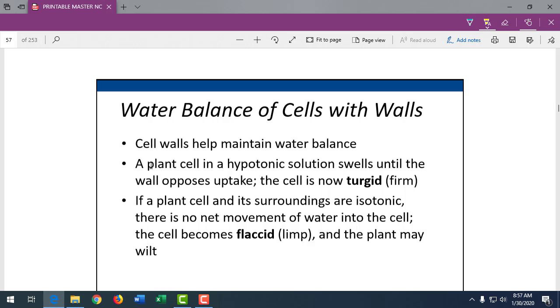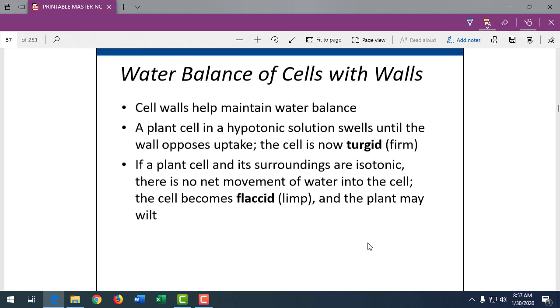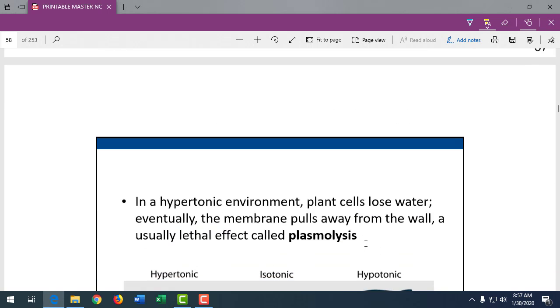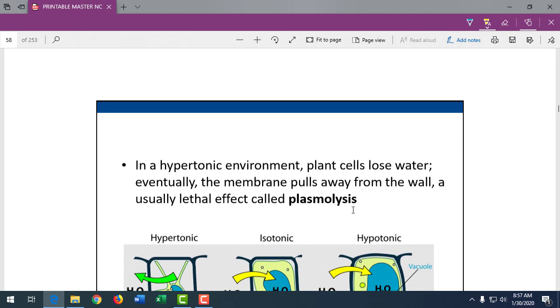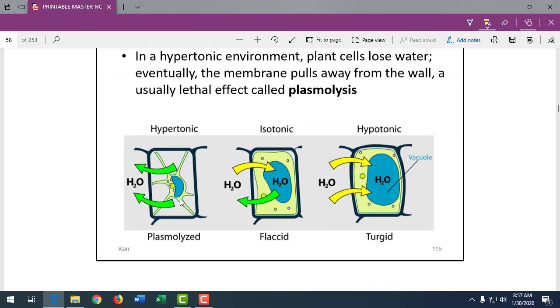So a term when a plant is plump and has a nice full central vacuole, we call it turgid. And when it's not, the cell becomes flaccid or limp or wilts. And when death occurs, that's when plasmolysis sets in. And this is a plasmolyzed cell where the cell membrane pulls away from the cell wall, and that cell's a goner.